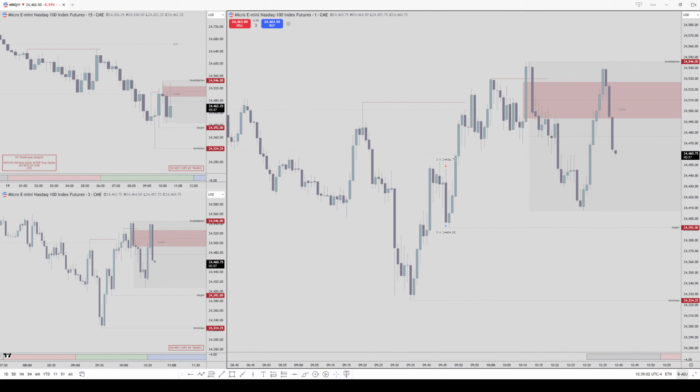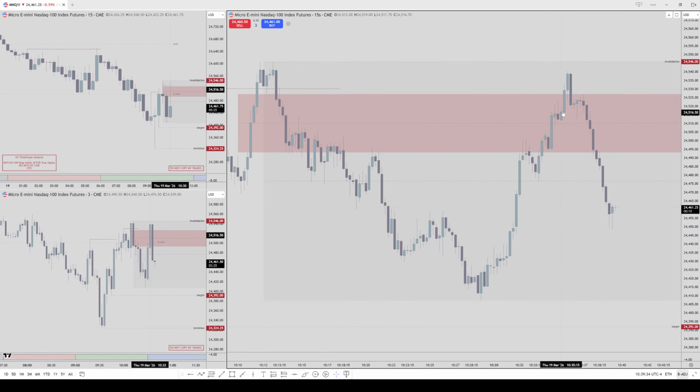Very beautiful reaction away from the inversion fair value gap. It looks like high resistance to me, right? The way that it traded all the way up there. Well, let's take a look at the 15 seconds. I'm just curious to see if we get any form of, well, we do have a CISD right here.